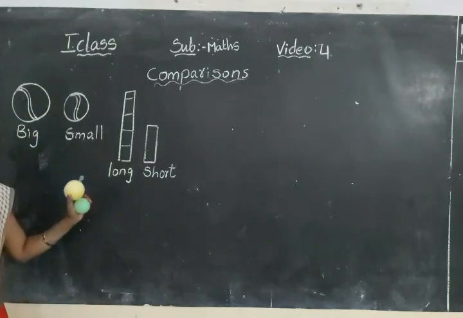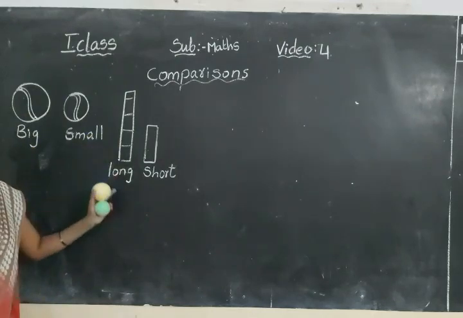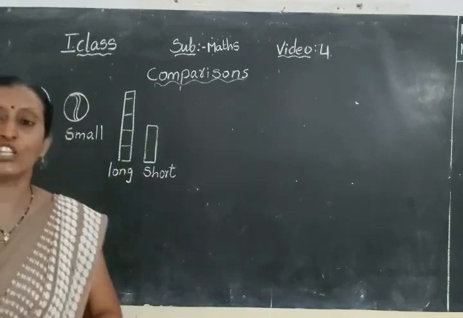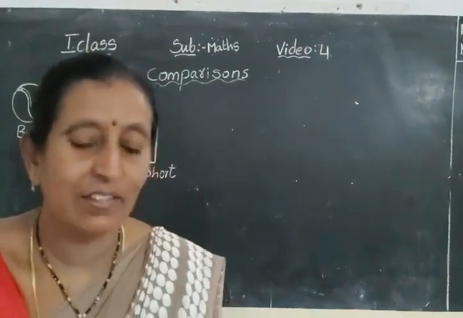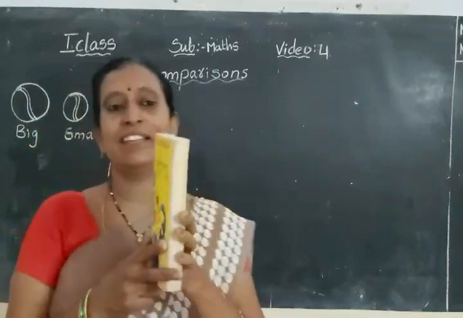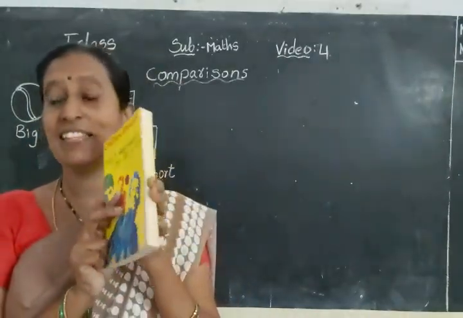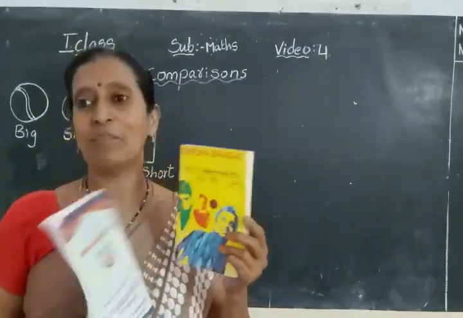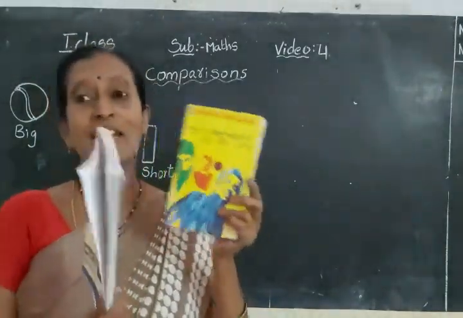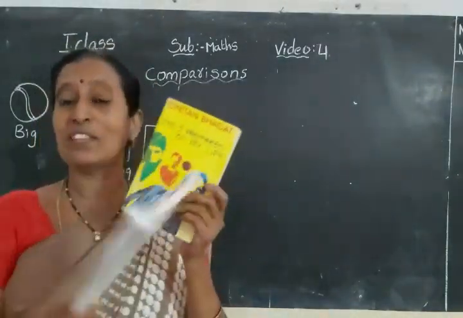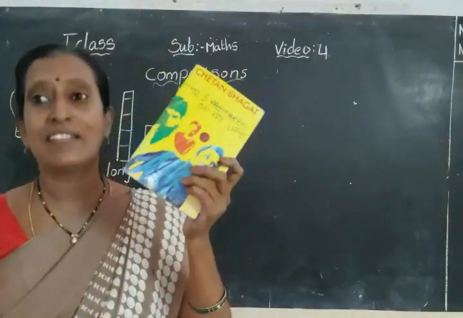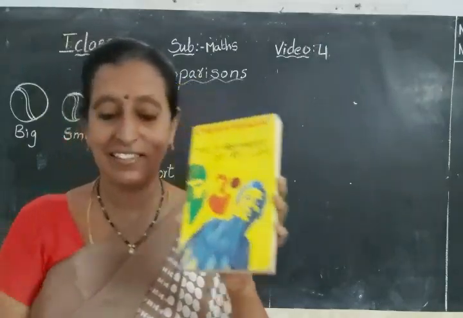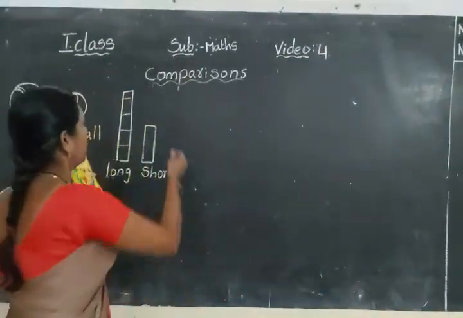What do you all observe here? You observe these two objects. You are comparing these two objects. I'll show you one more thing. What is this? This is a book, and this is also a book. To compare, these books are the same size. Same, no? Here, this book is thick. See, I will draw the book here.